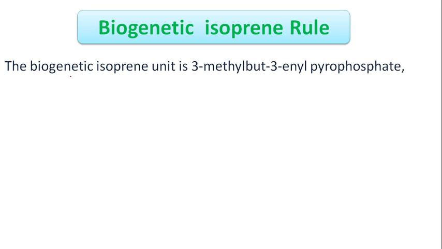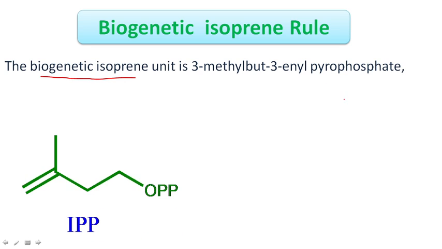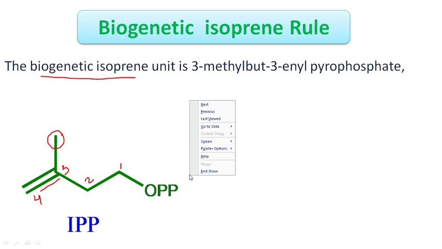First, let's see what the biogenetic isoprene is. The biogenetic isoprene unit is 3-methylbut-3-enyl pyrophosphate, or IPP. You can see 1, 2, 3, 4. At position number 3 there is a methyl, so 3-methyl, this is butene, but-3-ene. At position number 3 there is this double bond, so 3-enyl pyrophosphate.